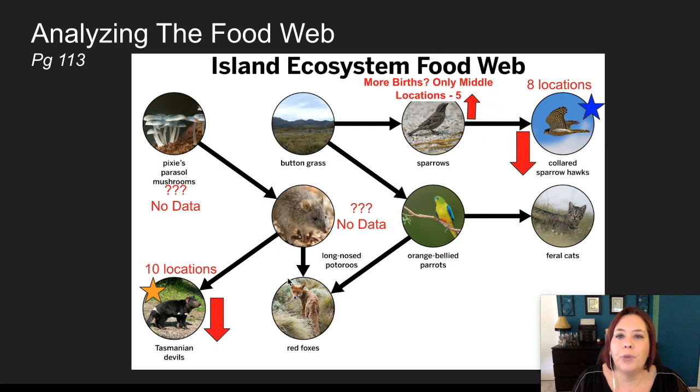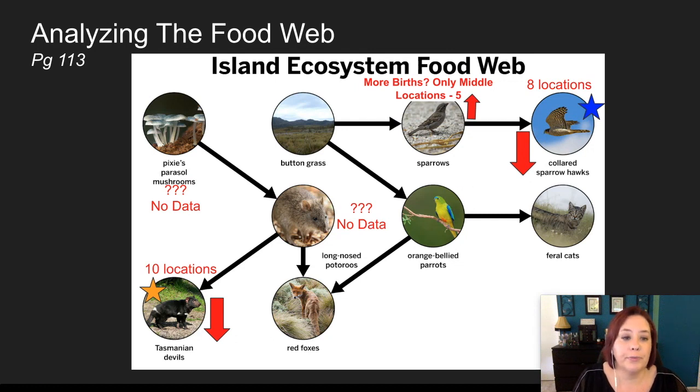So on my food web, I went ahead and just indicated more births, question mark, because we know there's eggs, but we don't know if the eggs survived. And I also indicated that it was only in the middle locations of the island and that there was 5 data collection points. So we've got the increase here, made my arrow a little bit smaller because this is an okay piece of evidence. It's not great, it's not bad, but it's not as good as our sparrowhawks or our Tasmanian devils.